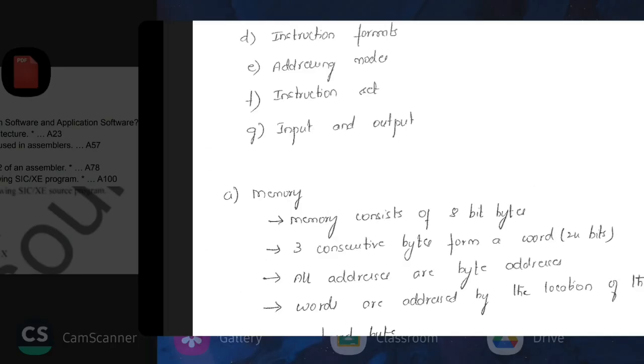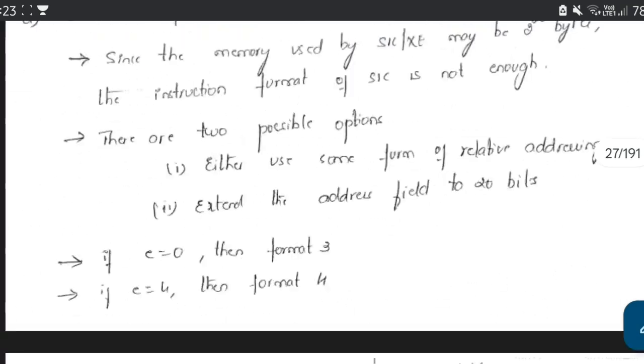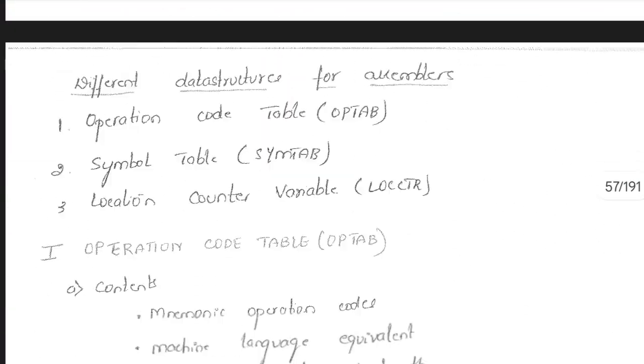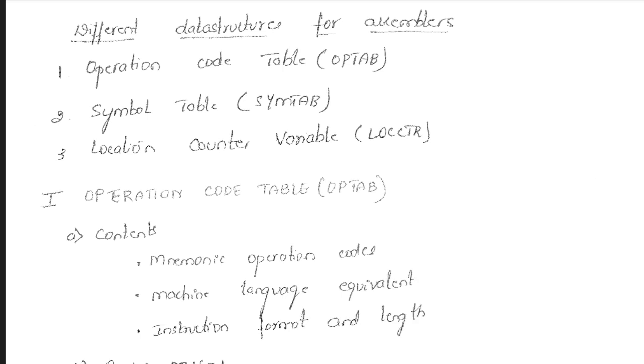Okay, moving on to the next question, we have what are the different data structures used in assemblers. Okay, data structures used in assemblers, there are 3 data structures which are used in assemblers. Okay, so it's on page number 57. So what are the 3 data structures which are used in the assemblers? OPTAB, operation code table, SYMTAB, symbol table, and location counter variable LOCCTR.